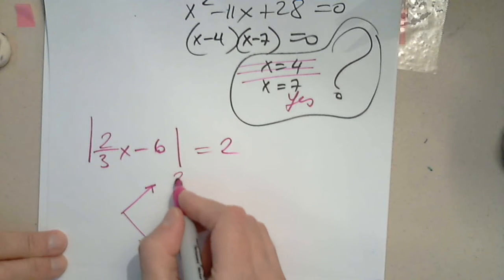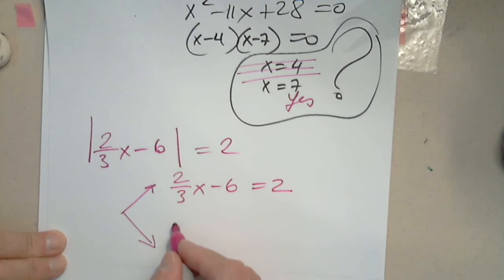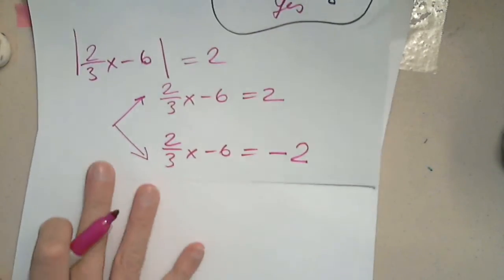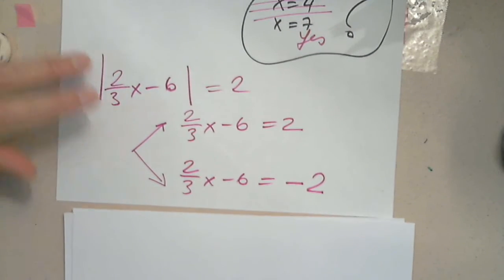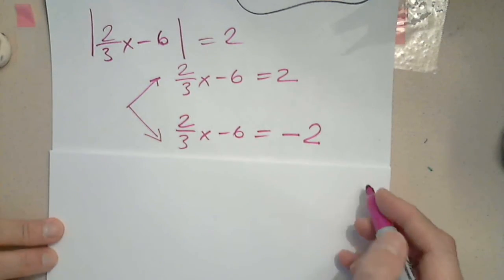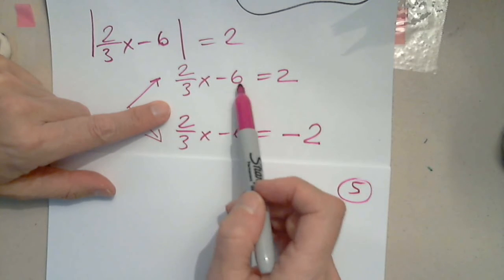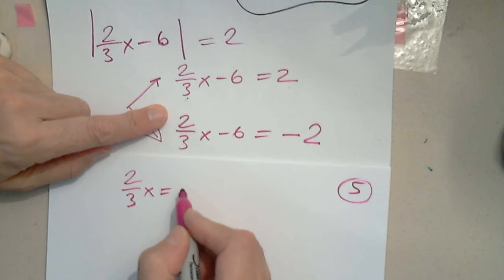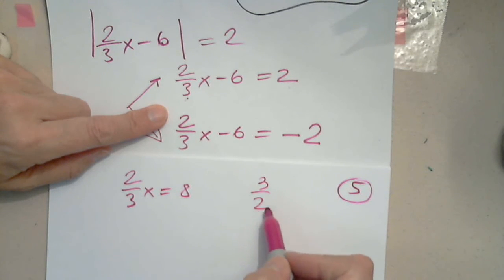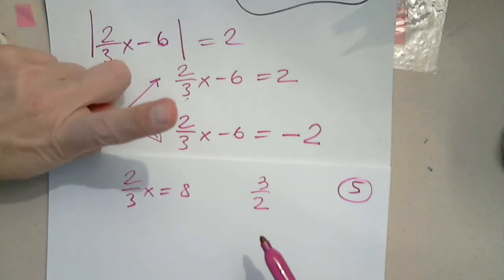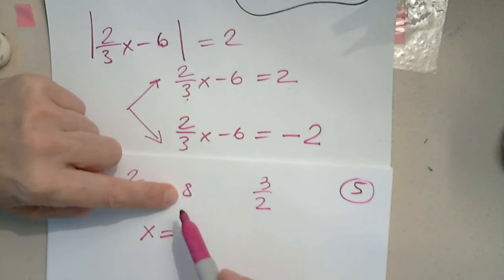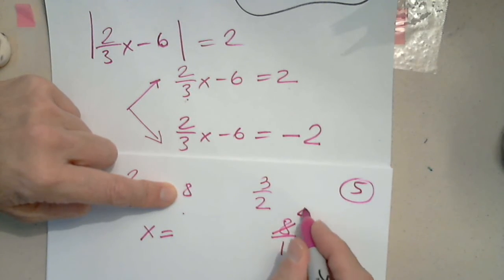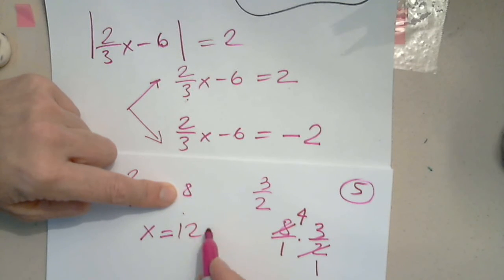Very good, because the absolute value of -2 is 2. That's all I need to do. So 2/3 x minus 6 is 2, and 2/3 x minus 6 is -2. Now these are two linear equations, and I'll try to solve those. Here I will add 6 and then multiply by 3 over 2. So 2/3 x equals 8, and multiply both sides by 3 over 2. 2 over 3 times 3 over 2 is 1. 8 over 1 times 3 over 2. Please simplify first, it's always easier, by 2, and get 12.